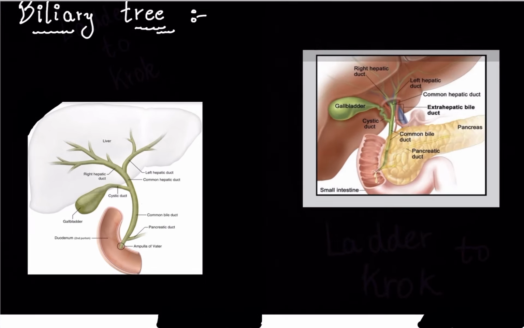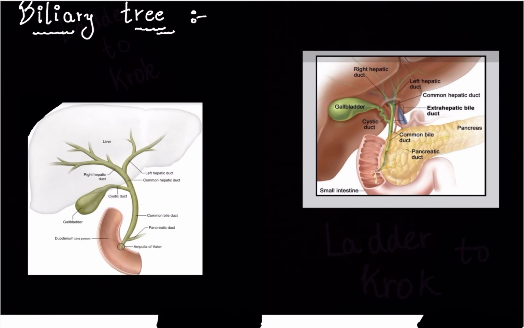See, this is your right lobe of liver, and this is your left lobe of liver. From these two lobes, there are so many ducts.